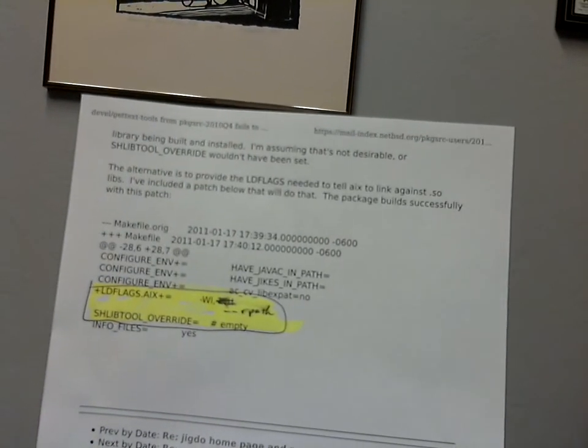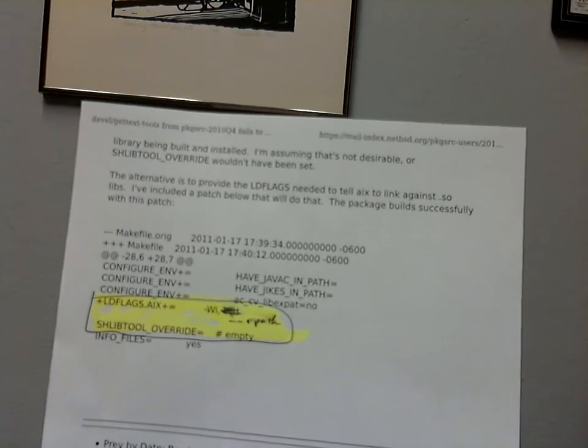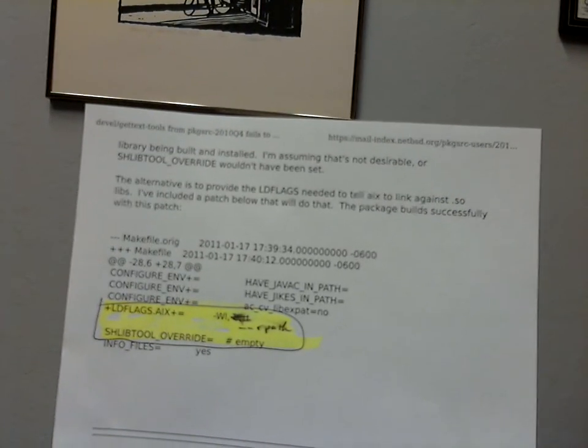So it was hard to find the answer. I poked around in the source code. Eventually, the answer lay in some suggested solution to someone who had a problem with building a package on AIX back in 2011. Basically, it was suggested that he change his pkgsrc makefile to look something like this.